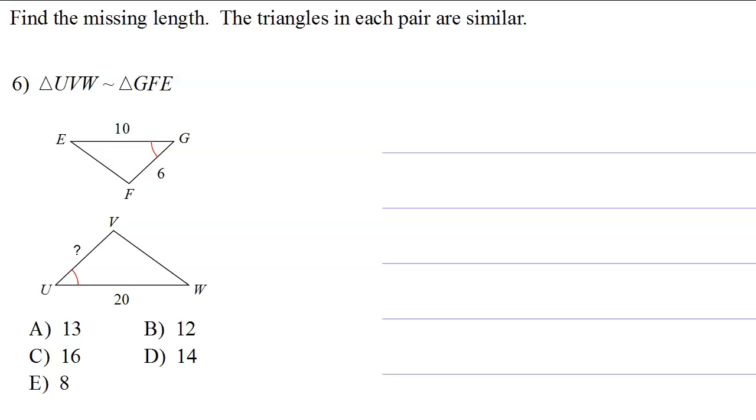UVW similar to GFE. So UV is the first side, and that corresponds with GF, which is this side. So if I do a little over a big, I have 6 over x. And then it looks like EG goes with WU. So that's a 10 to 20.